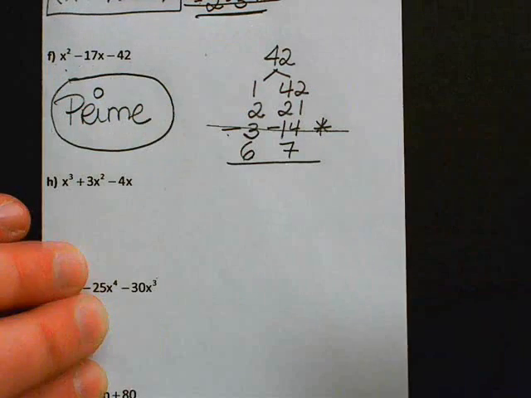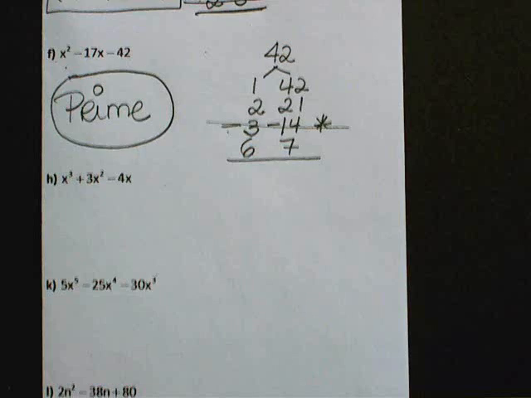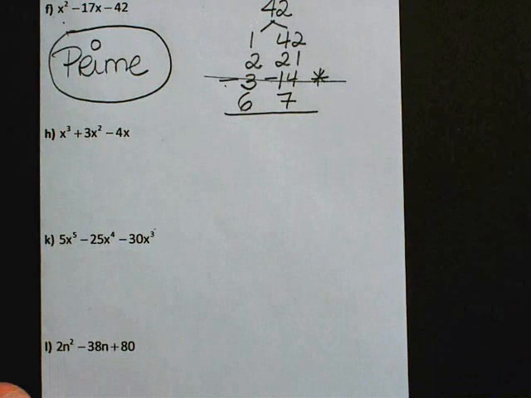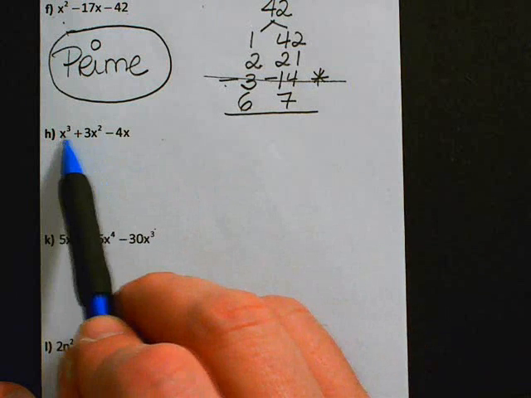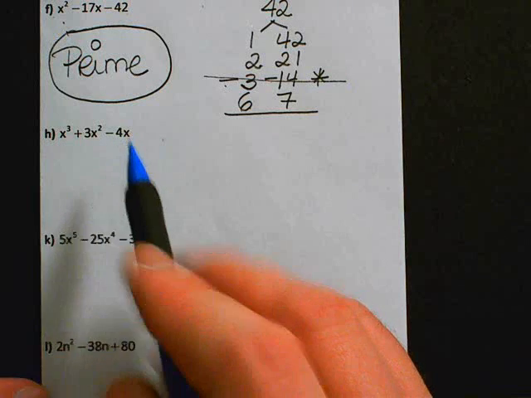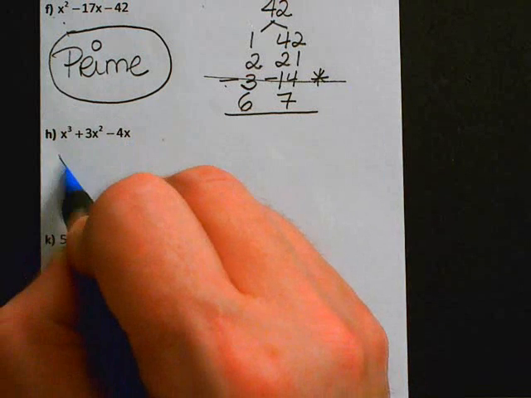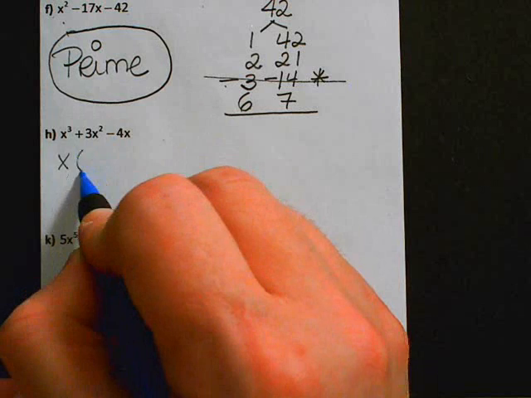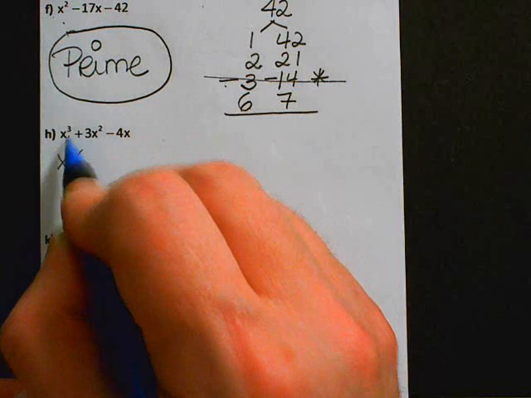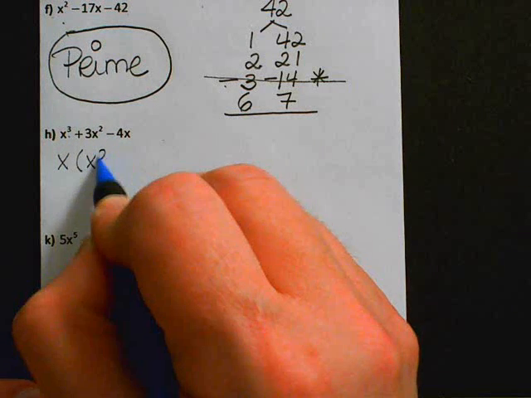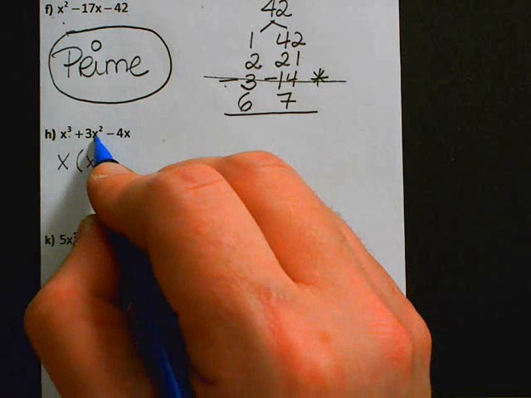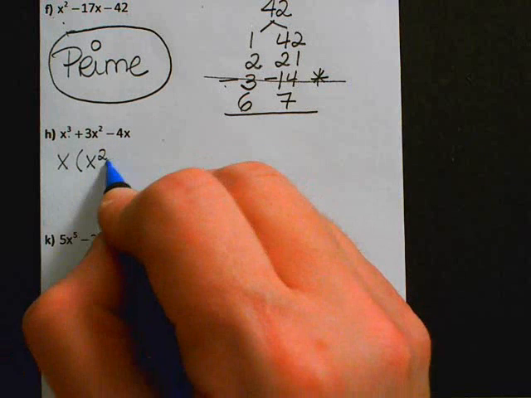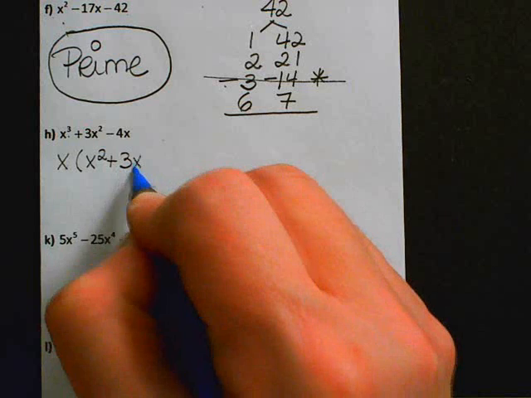Okay, the next one. When I look at this, is there anything I can factor from all three? And yes, I can factor out an x, so let's factor out that x. And by doing that, x cubed divided by x is x squared. Positive 3x squared divided by x becomes 3x. And negative 4x divided by x becomes negative 4.